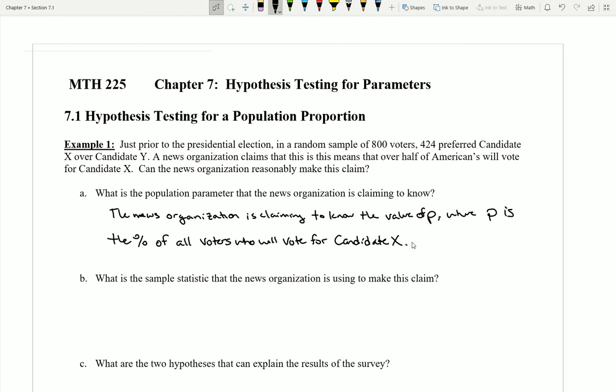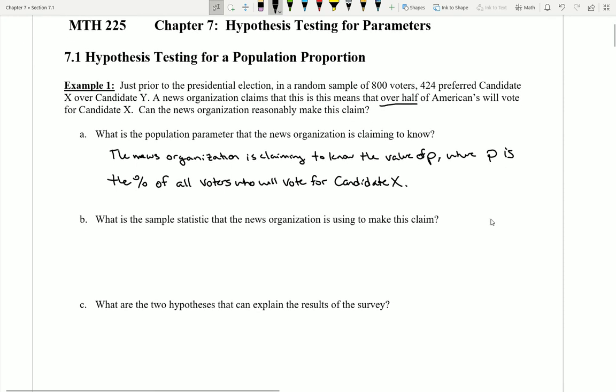So this is what the news organization is claiming. They're saying, I think I know something about the value of P. Specifically, they're claiming that over half of Americans will vote for this candidate. So they're claiming that whatever this mystery P percentage is, they're claiming it's bigger than half, bigger than 50%. Okay. Now, of course, the news organization is doing at least a decent job of not just making this number up out of thin air. They're trying to base it off of something.